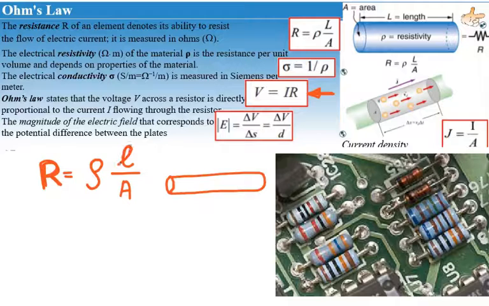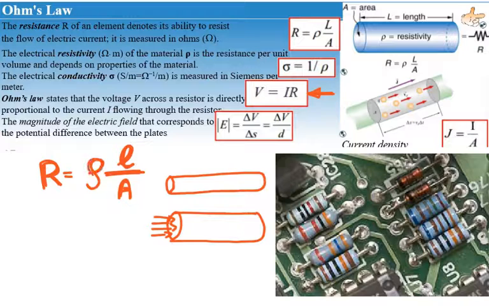So the resistance is linearly proportional to the length of the resistor and inversely proportional to the area, because the bigger the area, the easier it is for the electrons to move through the resistor. So resistance is the resistance to the electron flow. It depends on what material it is made of. This is the resistivity of that material, depending on what material you choose, the length of the resistor, and the cross-sectional area of the resistor.